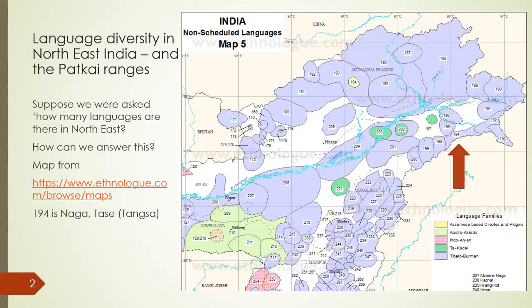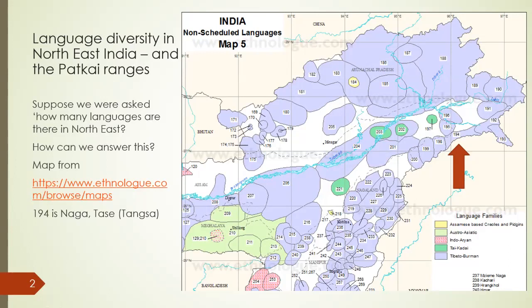So if we were asked how many languages are there in the Northeast, we could just count those different numbers here. But I've put an arrow pointing to number 194, which on Ethnologue is called Naga Tase, and which in Northeast India we usually call Tangsa, and which in Myanmar is called Tangshang, because that's actually not one single language. There's a lot of variety and diversity within what we call Tangsa or Tangshang. So actually there's so much variety within all of those circles that there are more languages than what we see.